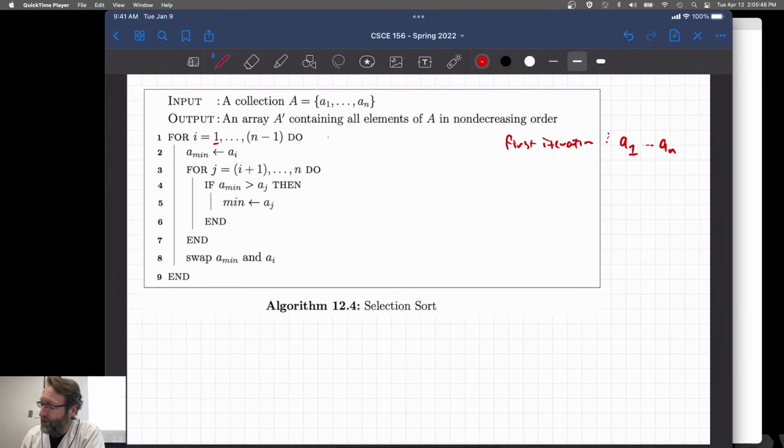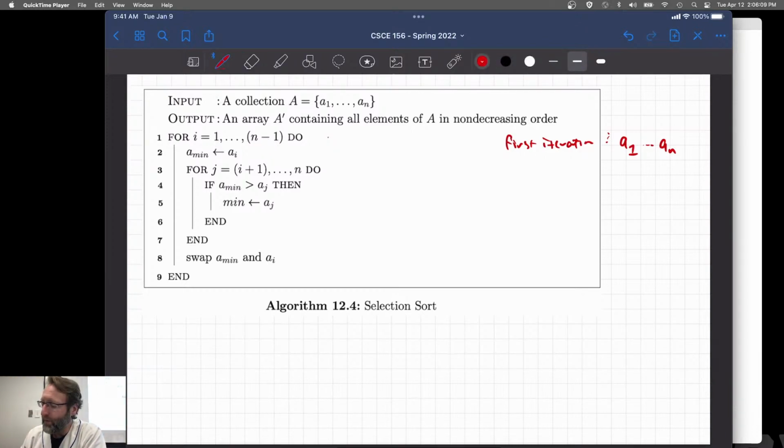Why do I stop short at A sub n minus 1? Because it's already sorted. If you've got 10 elements here, and you find the 9 smallest ones and you've already arranged them, well, guess what about that 10th element? It's already where it needs to be. So I stop at A sub n minus 1.